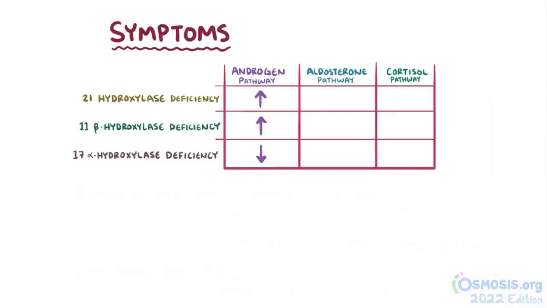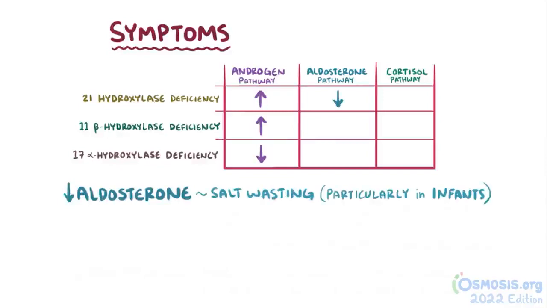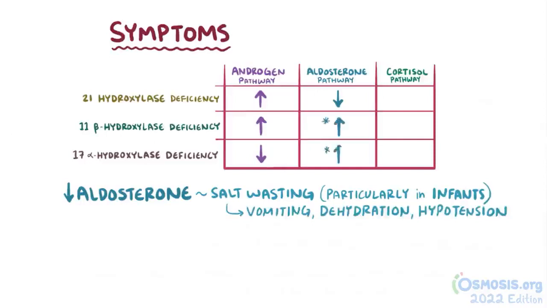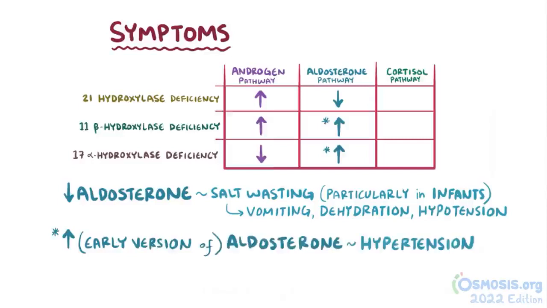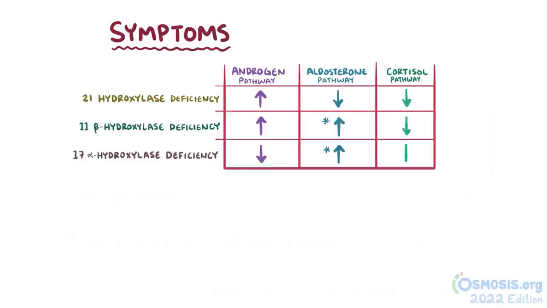For the aldosterone pathway in 21-hydroxylase deficiency, there are decreased levels of steroids in the aldosterone pathway, which leads to salt wasting, particularly in infants, and can cause life-threatening vomiting, dehydration, and hypotension. In 11-beta-hydroxylase deficiency and 17-alpha-hydroxylase deficiency, there's an increase in earlier versions of aldosterone, which can cause hypertension. All three enzyme deficiencies result in low cortisol levels, which could lead to hypoglycemia.